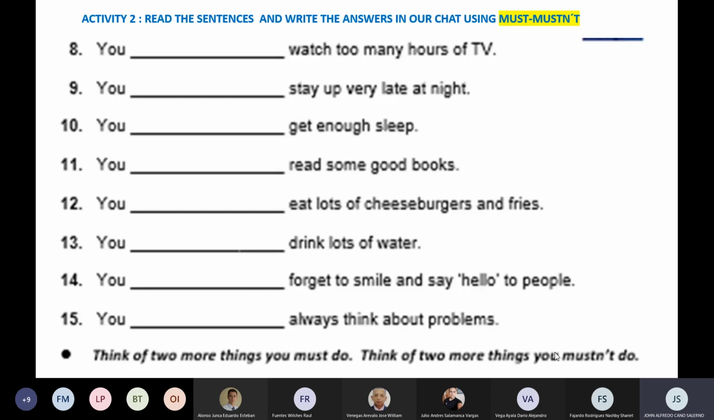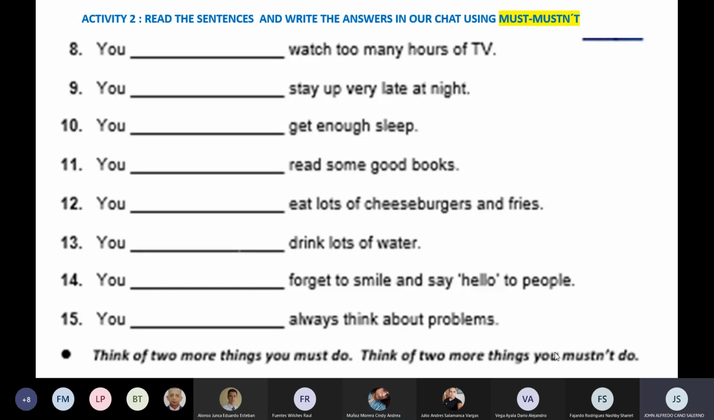Like olvidar sonreír y decir hola a las personas. Must or mustn't? What do you think? Must. Must. Okay. ¿Debes olvidarlo? Mustn't. Okay. You mustn't continue. You mustn't what? You mustn't forget to smile and say hello to people.